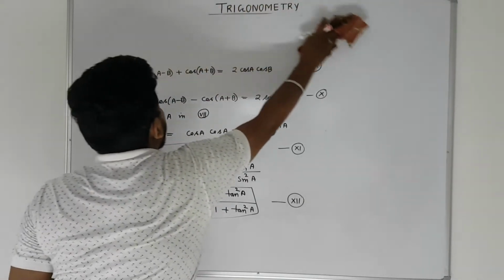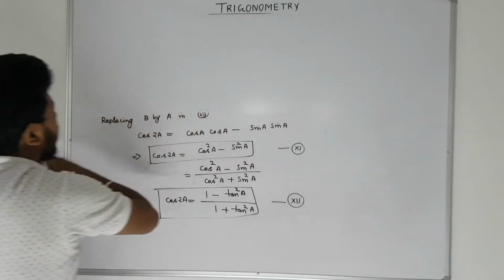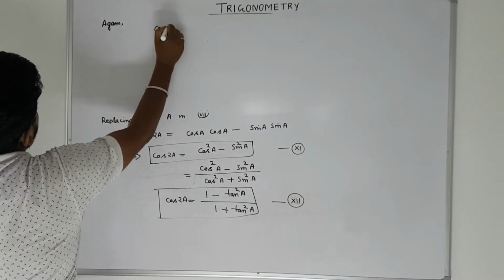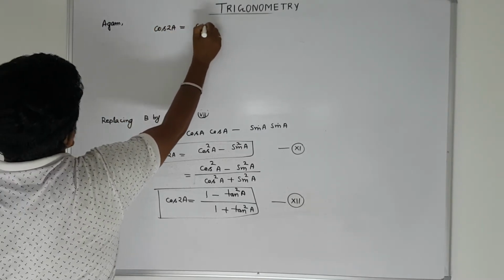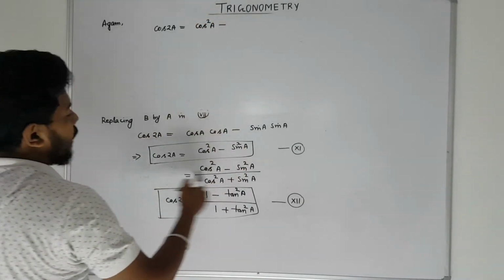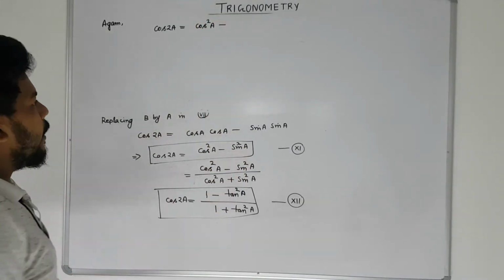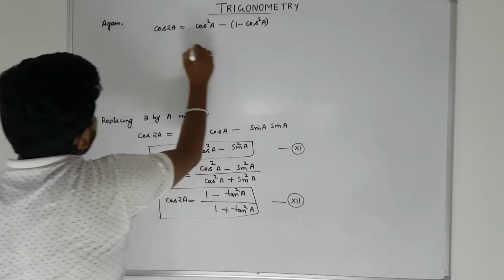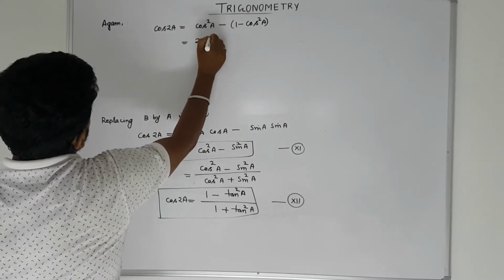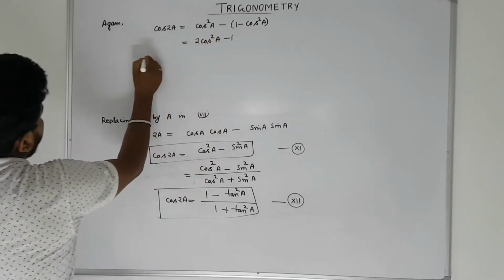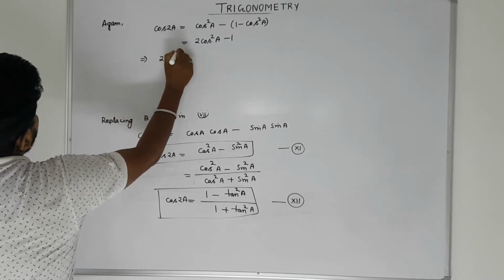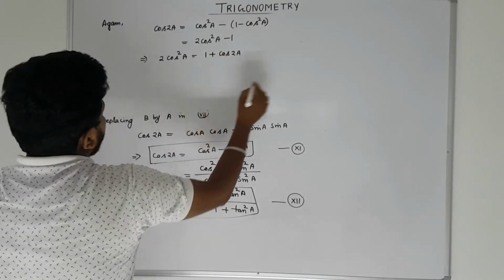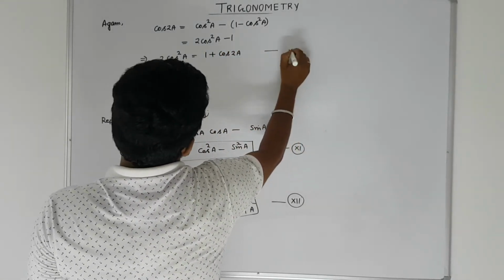Further, we can say that again cos twice A is what? Cos square A minus sin square A. If I replace sin square A by 1 minus cos square A, then it will be equal to twice cos square A minus 1. So we can write twice cos square A is equal to 1 plus cos twice A. This is number 13.